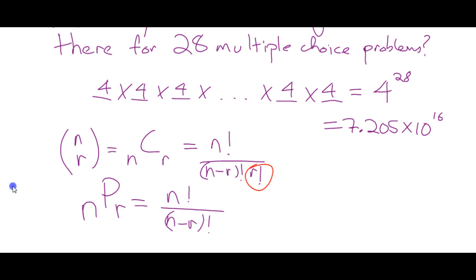So why divide by r factorial? Why the difference? What's the difference between a combination and permutation? Let's back up a little. Whether or not there's order. Okay, so which one the order doesn't matter? Combination. What is dividing by r factorial going to do? It's going to take out the order, right?